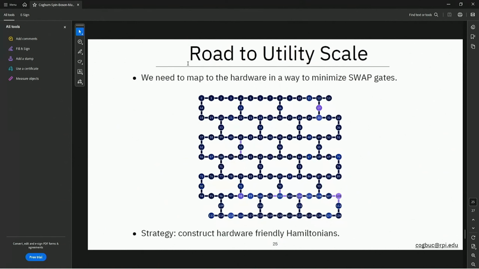So that was for a small system. What we really want to do is to simulate a utility scale experiment. What I mean by utility scale is tens to hundreds of qubits. To do this, we need to map to the hardware in a way that minimizes swap gates, to minimize noise. So the strategy is to construct hardware-friendly Hamiltonians that do this.